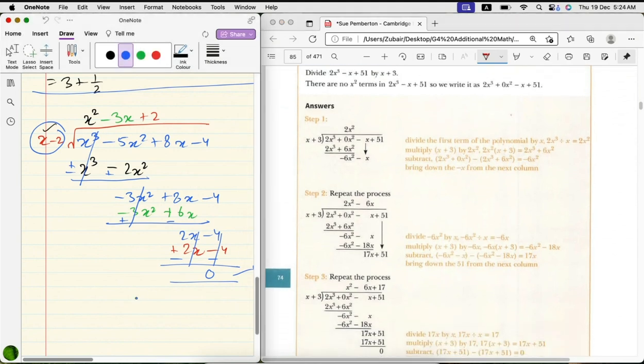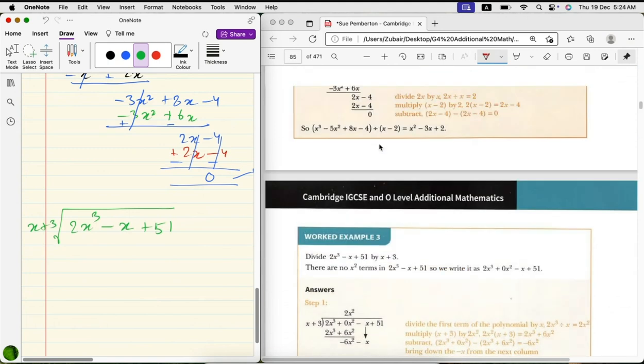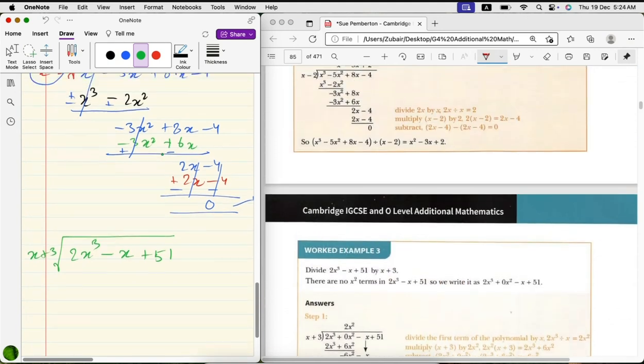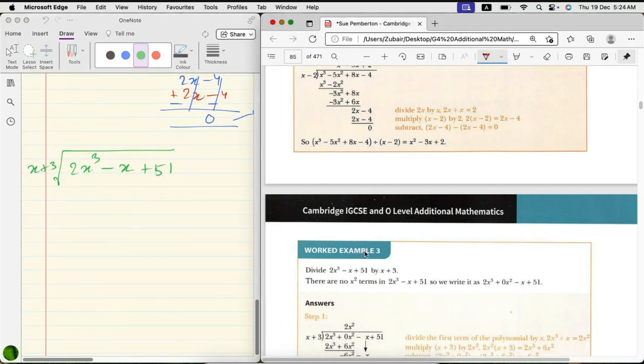Okay, this is another worked example. Let's just copy the question. 2x cube minus x plus 51, and it is divided by x plus 3. And let me just confirm the previous one is x square minus 3x plus 2, right? Try this.